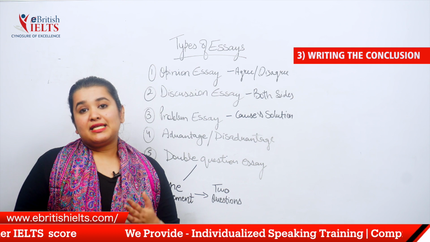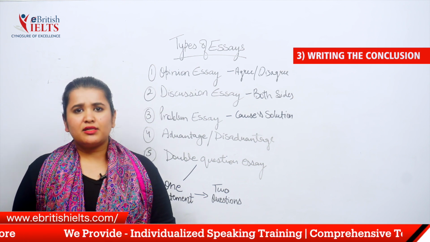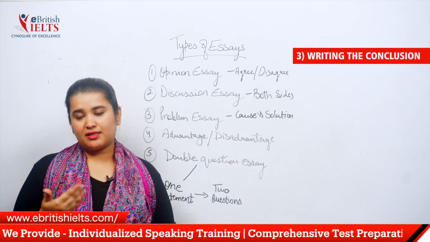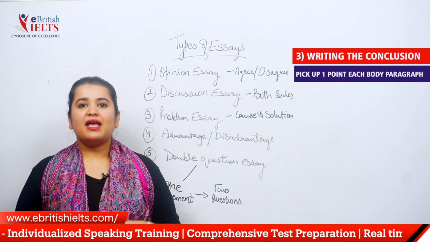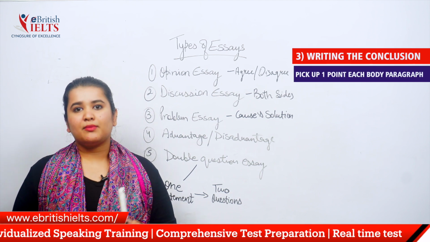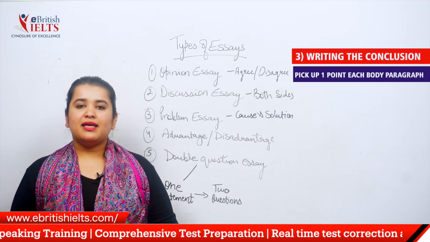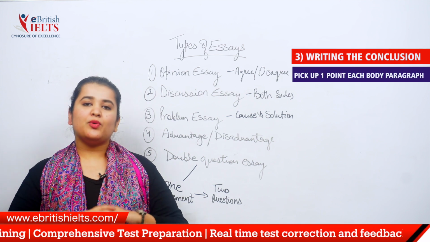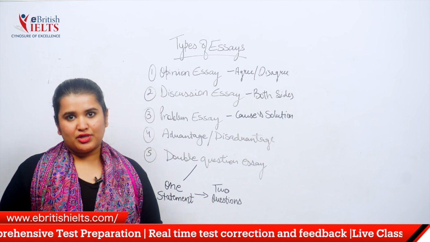The last component is writing the conclusion. Again, this is very important. It's pretty easy to write a conclusion. You just have to restate the thesis statement that you made in the introduction, and you have to pick up one point from each body paragraph and make a nice concluding remark to end your writing task 2. Doing it in this way helps you write in a very cohesive way. It's not haphazard. Your points are clear, and it makes overall a very great impression.